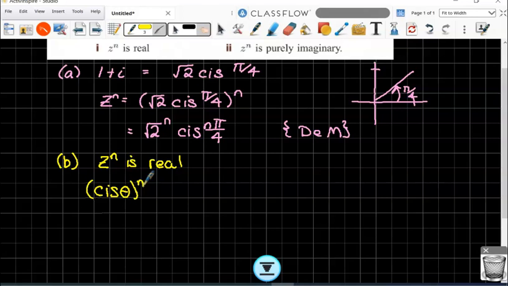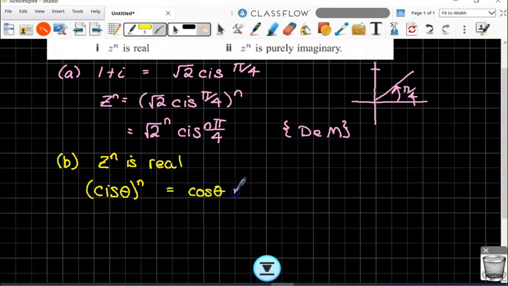Z to the n would be real when the... Oh, not giving it away. Hint. Fine. When there isn't an imaginary component. There isn't, okay, that's good. So, what does cis consist of? What is cis?